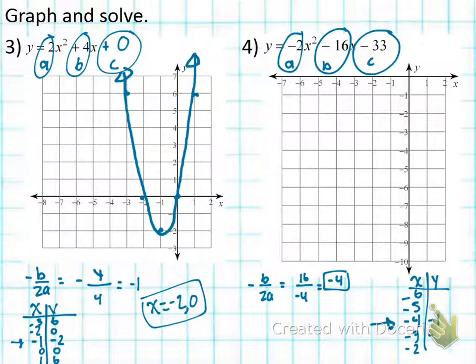Now I like working with smaller numbers, so I'm gonna go to the -3. So -3 squared is 9. 9 times -2 is -18. Okay. -16 times -3 is positive 48. So -18 plus 48 is 30. 30 minus 33 is -3. Okay? And since -3 is one of those symmetrical points, I'm going to put it on the opposite end too.